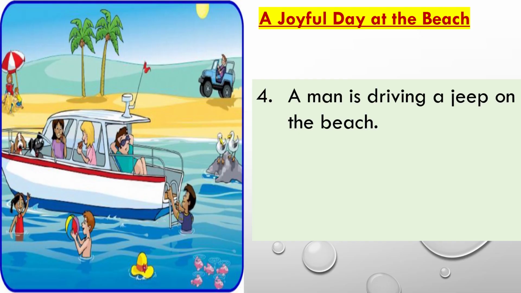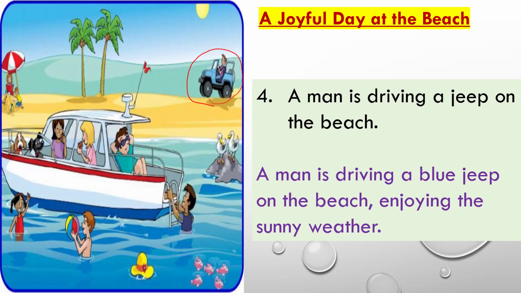Fourth sentence, a man is driving a jeep on the beach. So this is the fourth sentence. What extra details can we add? Yes, a man is driving a blue jeep on the beach enjoying the sunny weather. This way we can write.